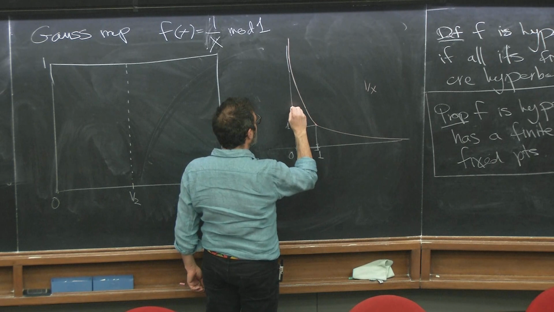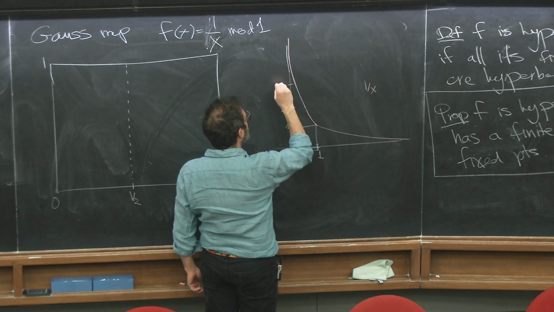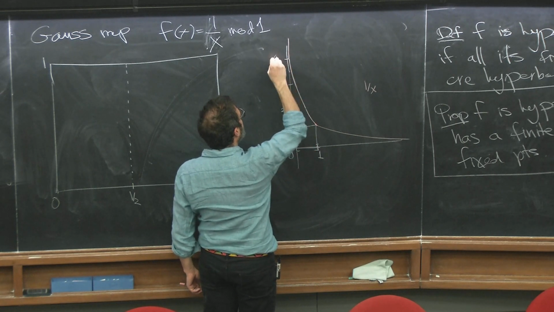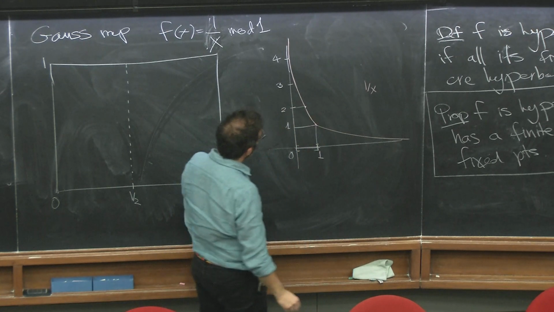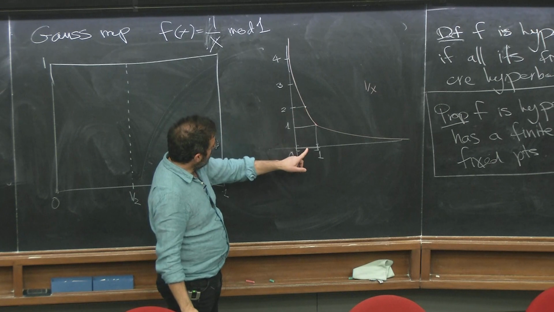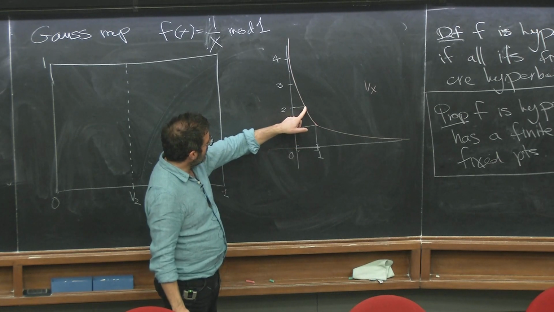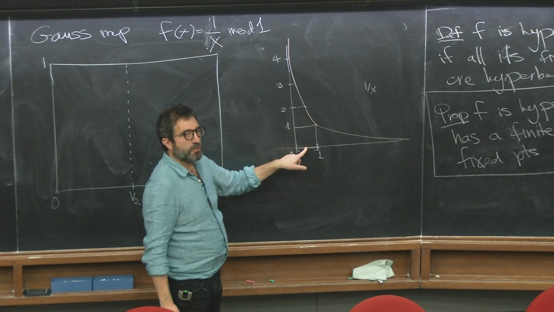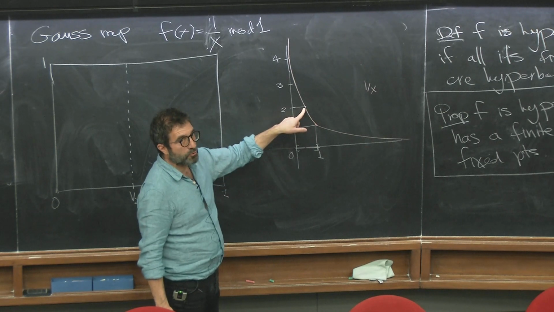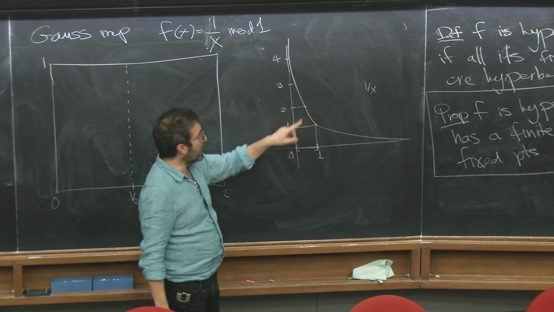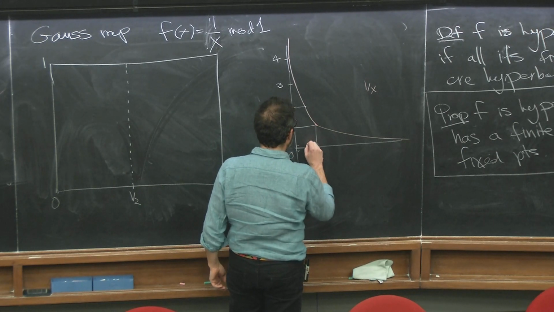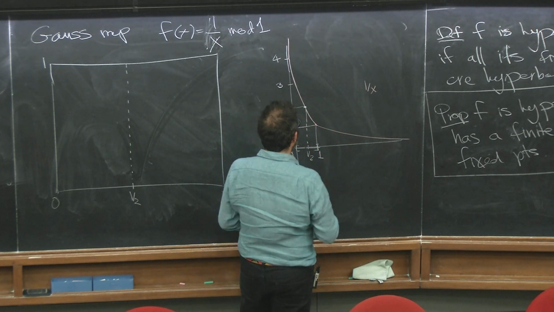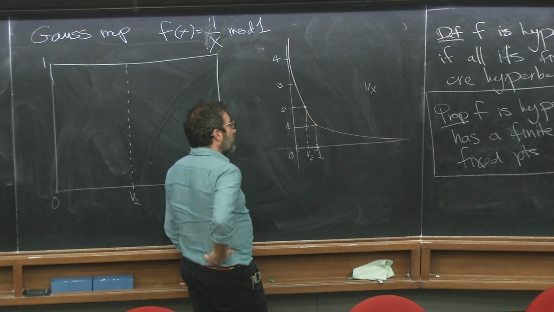So here we have the point 2, 3, 4, right? Where is it that this point here is 2? What point does it correspond to, where 1 over x is equal to 2? 1 over 2. Exactly. So 1/2. Okay, so what does it mean that we've taken mod 1?